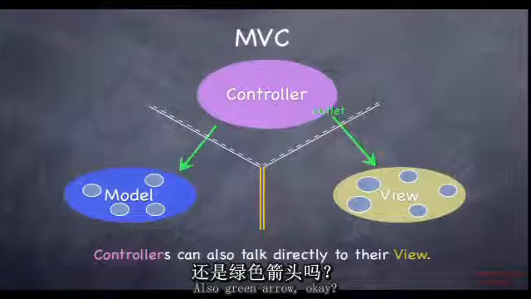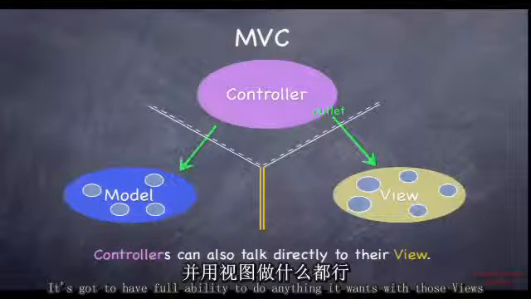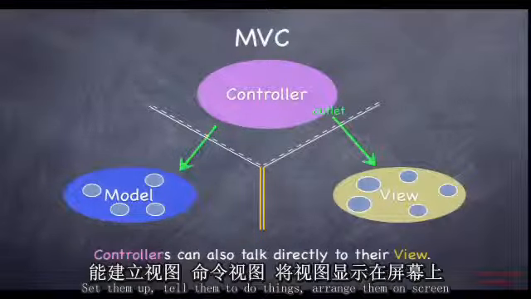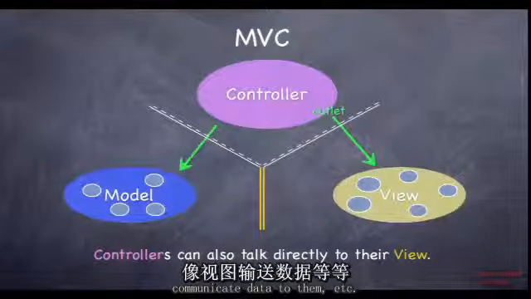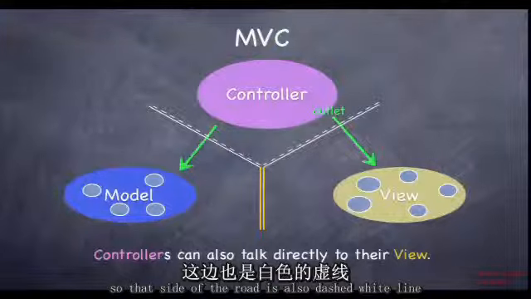Also a green arrow. Okay? The controller is responsible for getting the model on screen. It's got to have full ability to do anything it wants with those views. Okay? Set them up, tell them to do things, arrange them on screen, communicate data to them, etc. So that arrow is also green. So that side of the road is also a dashed white line.